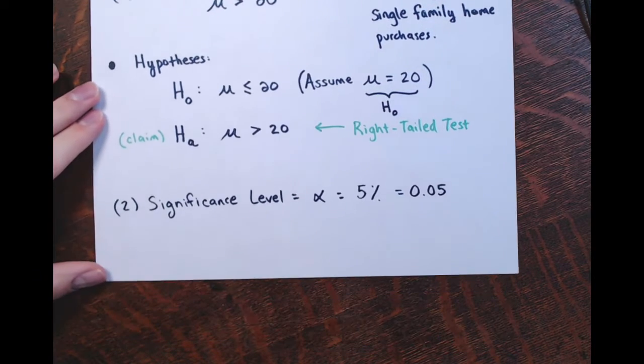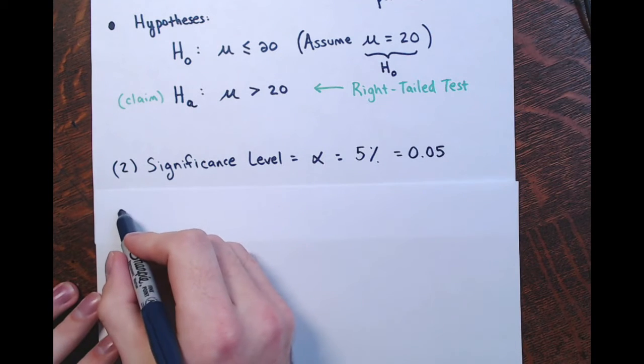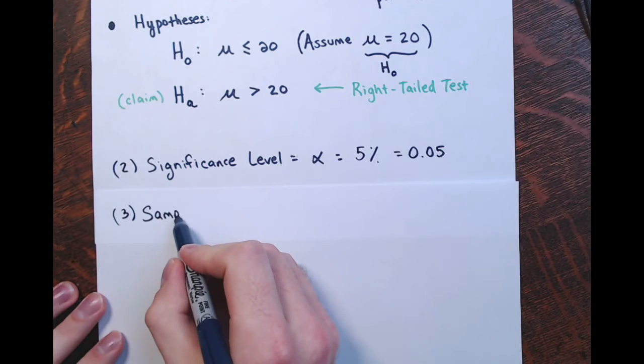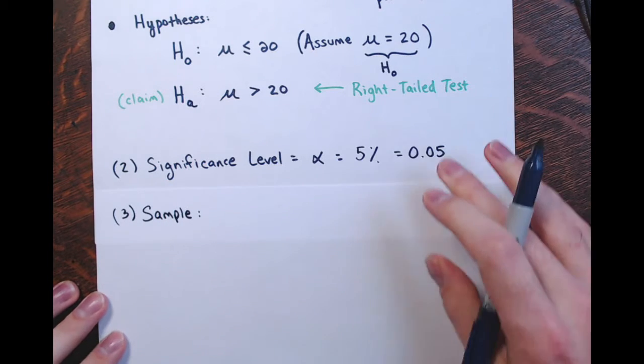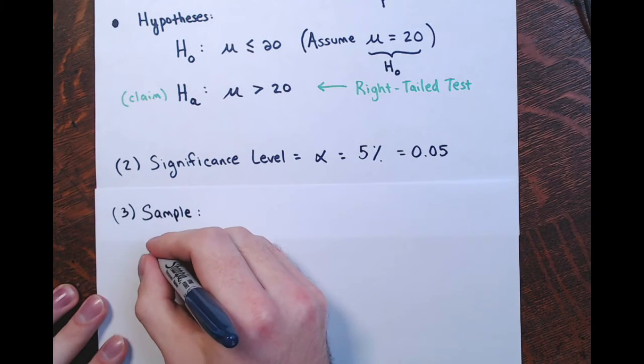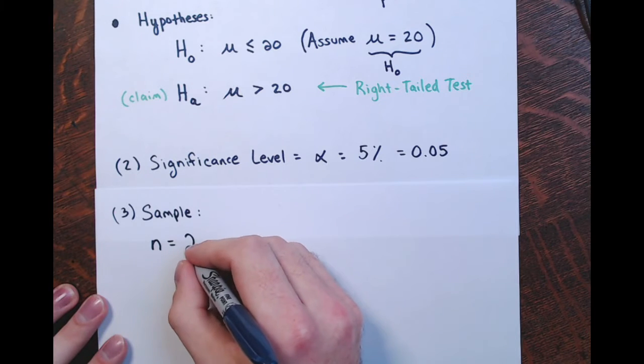All right. Then a sample is taken, and information about that sample is given. Now in this problem, the size of the sample was 22 recent home purchases.